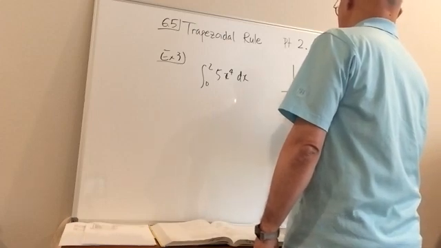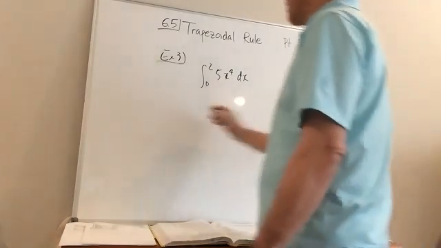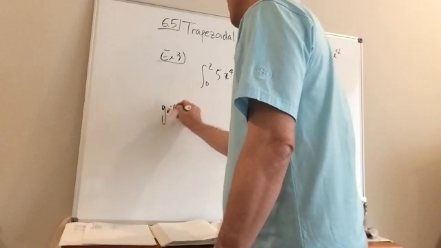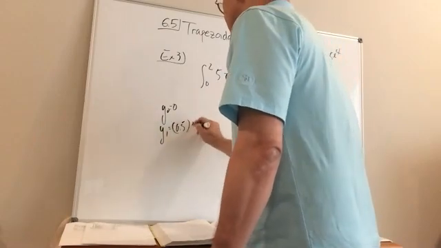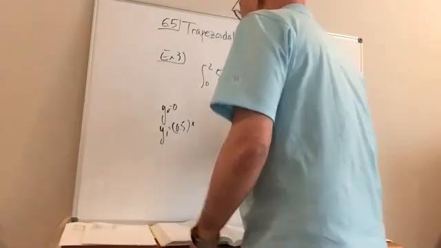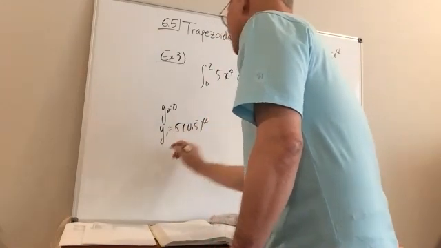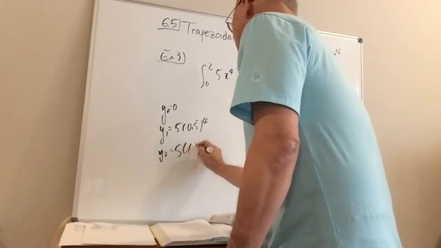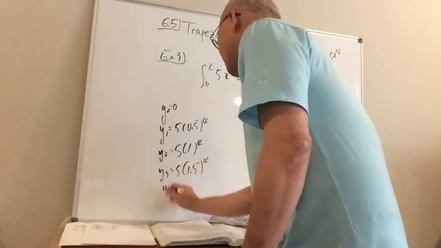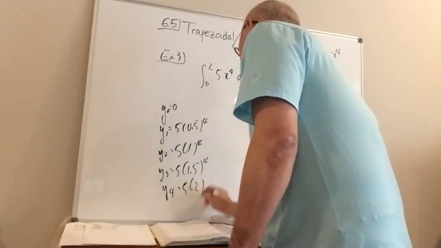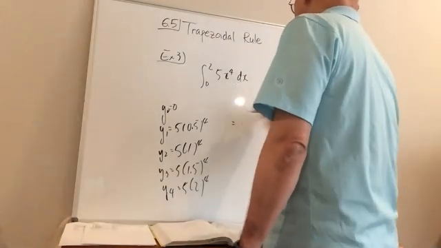So we're going to have 0, 0.5, 1, 1.5, 2. So y0 is going to be this guy here, equal to 0. y1 is going to be equal to 5 times 0.5 to the 4th. y2 is going to be equal to 5 times 1 to the 4th. y3 is going to be equal to 5 times 1.5 to the 4th. y4 is going to be equal to 5 times 2 to the 4th.